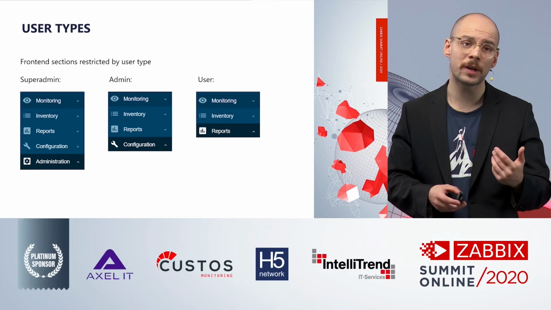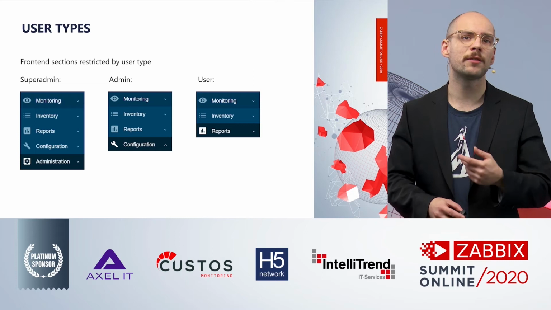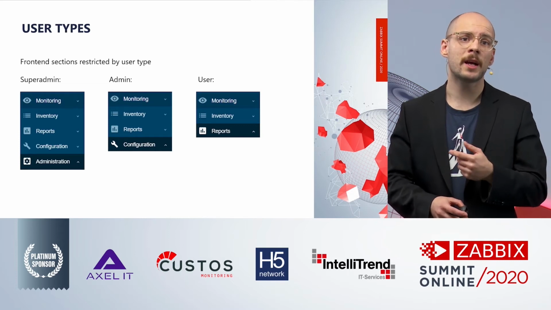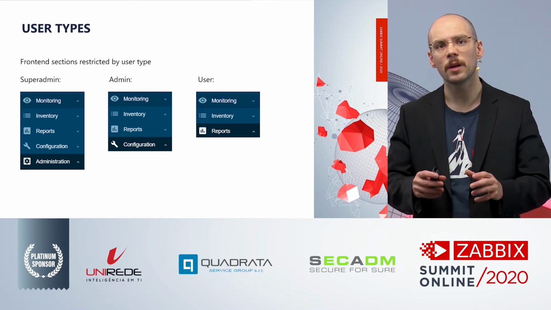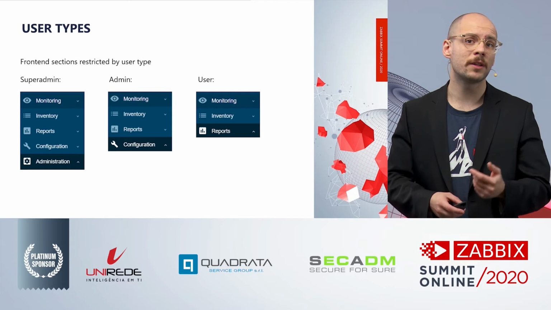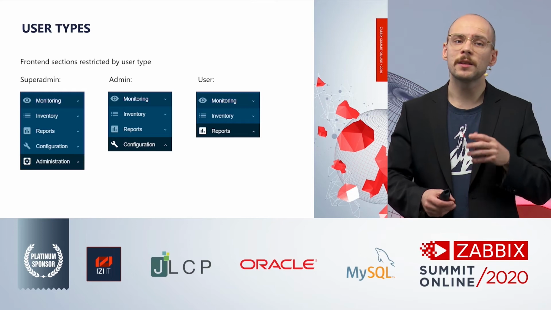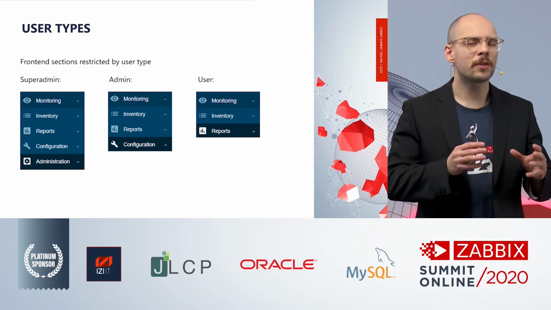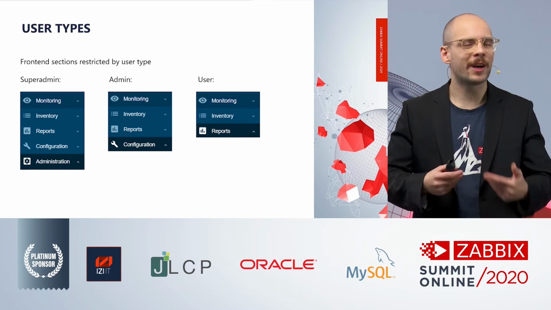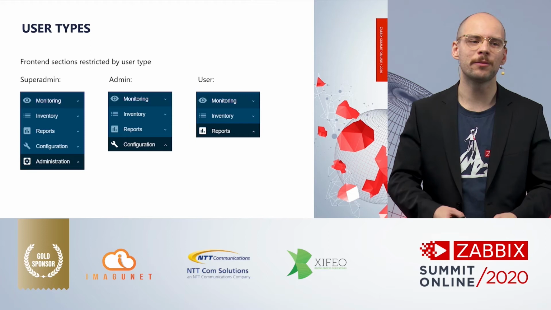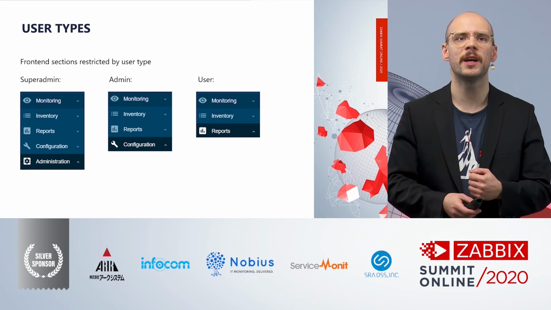Super admin has access to pretty much everything: administration, configuration, reports, inventory, monitoring. Admin has access to configuration, reports, inventory, and monitoring, so we can see that administration is removed. User has access to reports, inventory, and monitoring, so here for the user type, we can see that configuration and administration are removed. This is just calling back to something that you are probably already familiar with, and we're just revising already familiar subjects, so you remember what we're talking about when we're talking user types and what kind of restrictions they have.